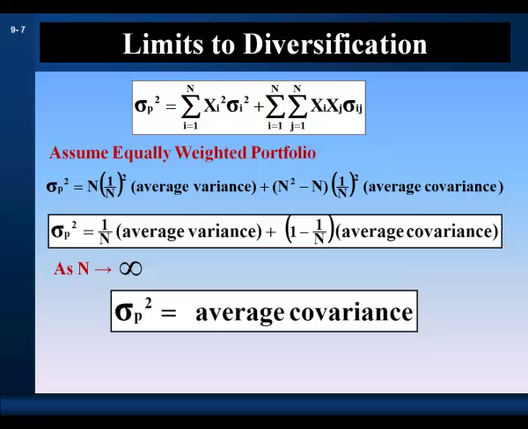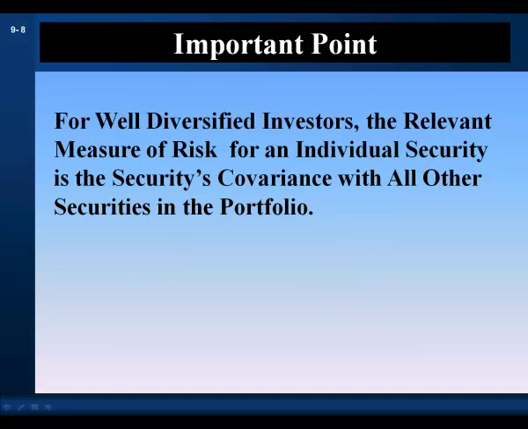A well-diversified investor is concerned with the risk of his well-diversified portfolio. The appropriate measure of the risk of that portfolio is the variance of the portfolio. An individual security is looked upon as a candidate for entry into a well-diversified portfolio. A well-diversified investor asks, what does this security bring to the risk of my well-diversified portfolio? It brings its covariance, its systematic risk. What is the appropriate measure of risk of an individual security for a well-diversified portfolio? The security's covariance, not its variance, total risk, but its covariance, its systematic risk. The important point: for well-diversified investors, the relevant measure of risk for an individual security is the security's covariance with all the other securities in the portfolio.